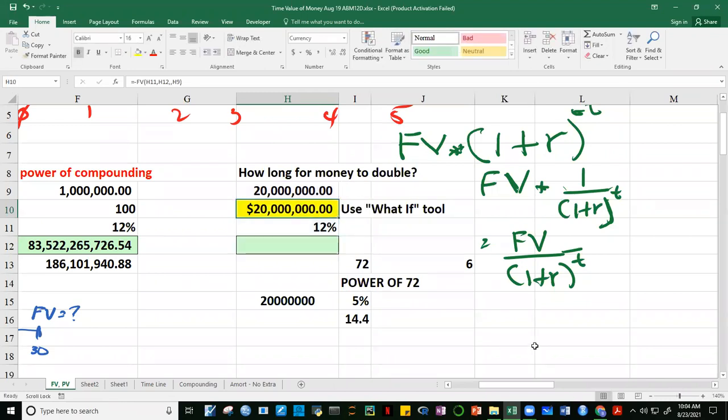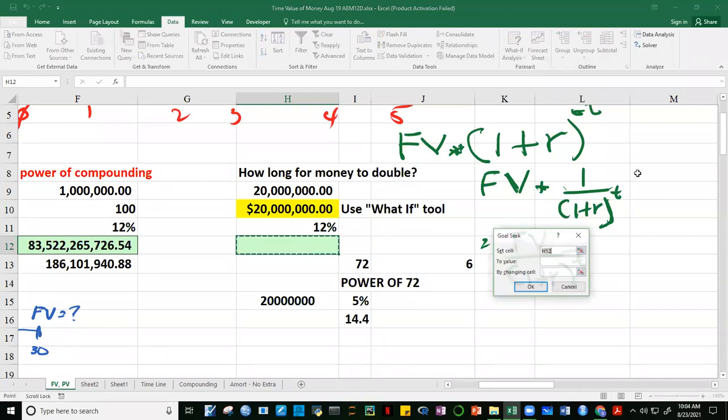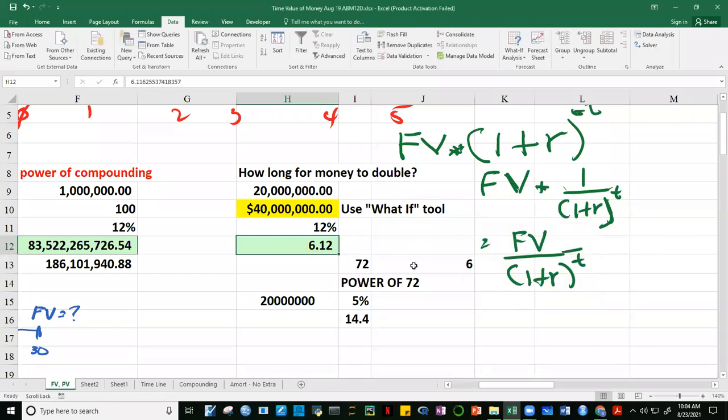Okay, sige. We can use goal seek with this. Remember goal seek: data, then what-if analysis, goal seek. So ang set cell natin is this amount, di ba? This amount, and we want to make it 40 million by changing what cell. Ang babaguhin natin itong N per na to. Okay, then okay. All right, so it will take around 6.2 years bago ma-double yung pera natin.